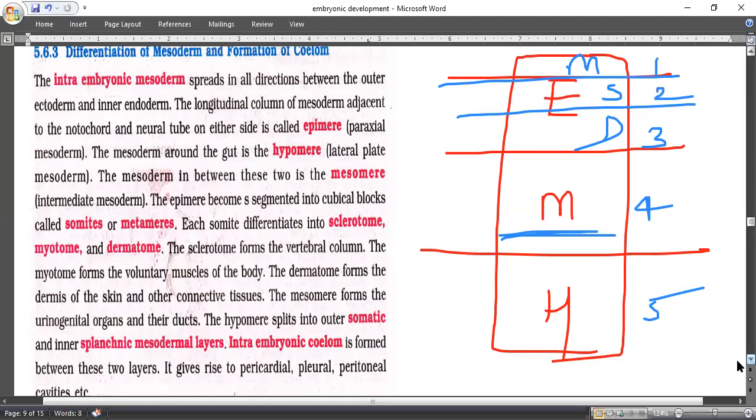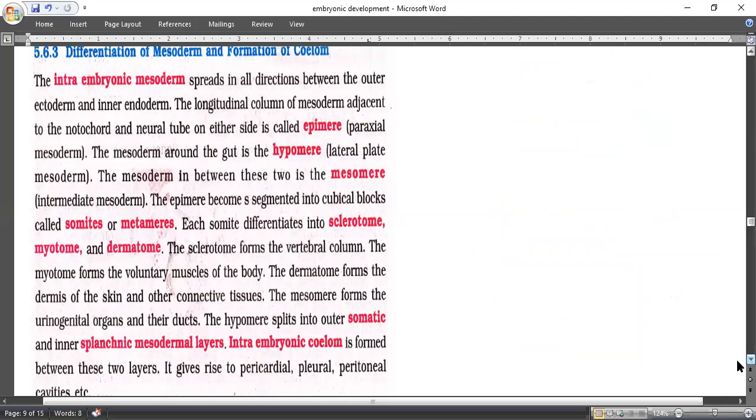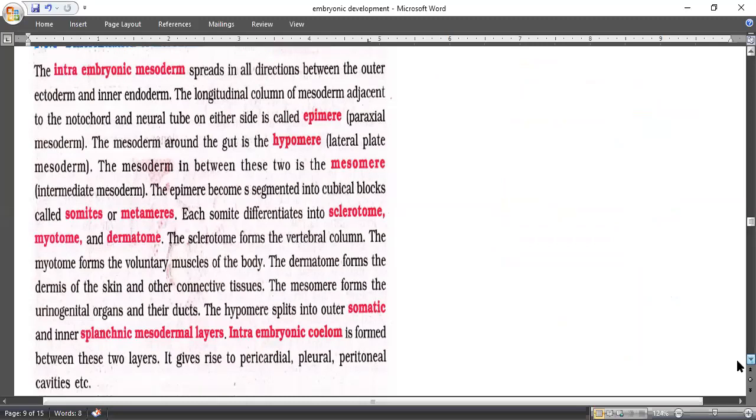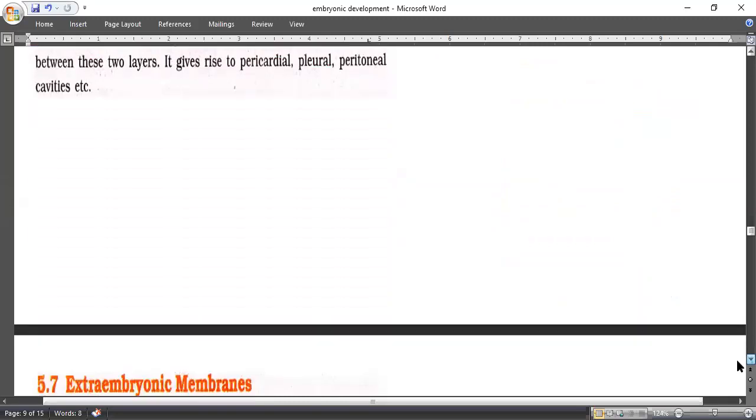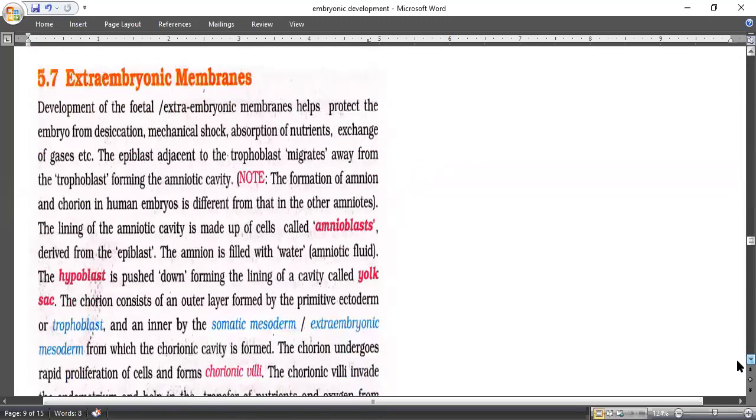Hypomere forms the outer and inner embryonic coelom, which includes somatic and splanchnic mesodermal layers, which leads to the formation of the pericardial, pleural and peritoneal cavities. How they form, and the sequential divisions, does not matter for it; just the formation you need to understand. Okay, so let's move on to the extra embryonic membrane.